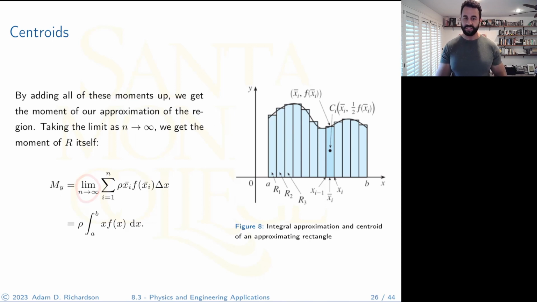Then if you take the limit as n goes to infinity, or you shrink delta x to 0, you'll get the exact moment of the region, which is given by this formula right here. So take a look at the pieces again for just a moment. The moment of the region with respect to the y-axis is given by the density of the region times this integral. And what's really cool here is that the integral makes sense.